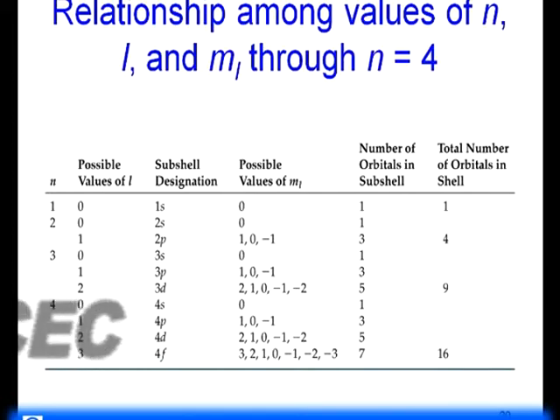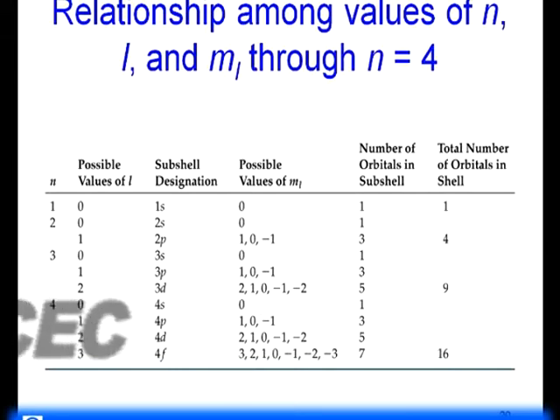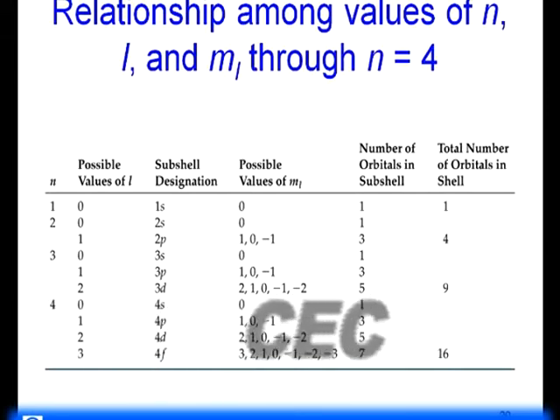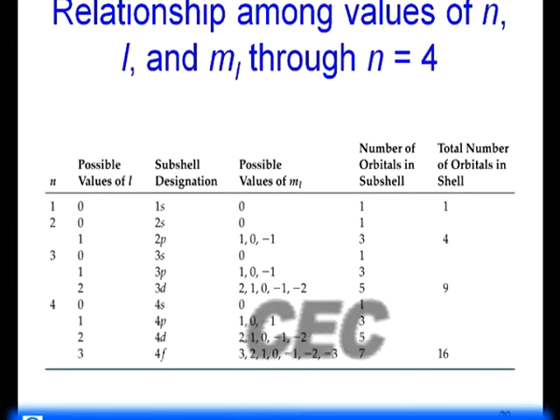When n becomes equal to 2, now L can have two different values. L can have a value of 0, and L can also have a value of 1. When L is equal to 0, we call it a 2s orbital, because L equal to 0 corresponds to s, and we first write down the principal quantum number. ml can now have values from plus 0 to minus 0, that means a single value. So there is only one 2s orbital.